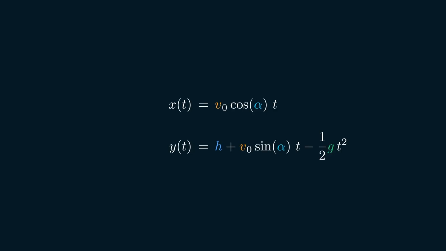And we are done. With the equations x of t and y of t, the kinematics of projectile motion are completely described. So we could stop here. But we will not. Back in the intro, I promised the trajectory equation. And that is what we are going to deal with now.